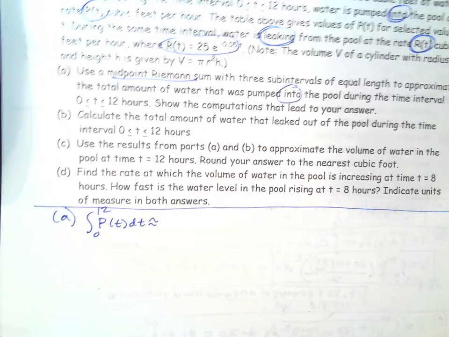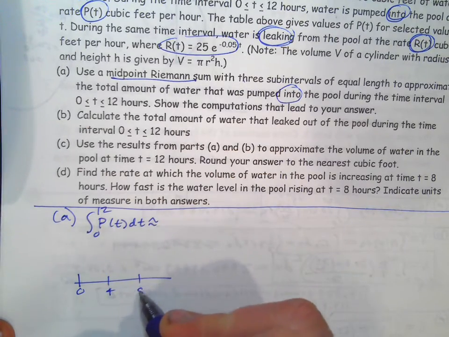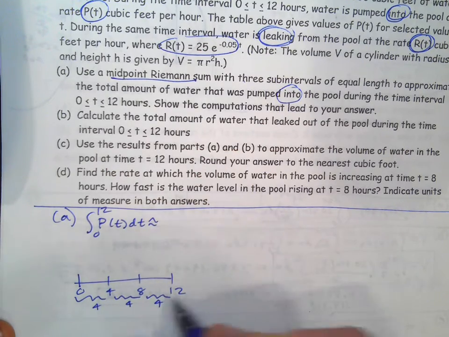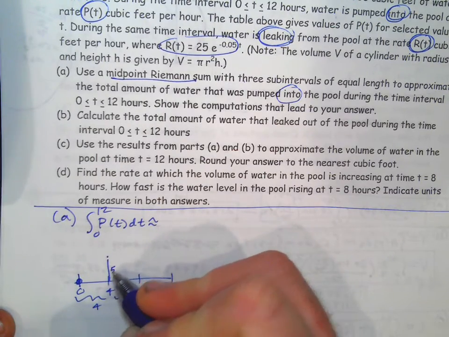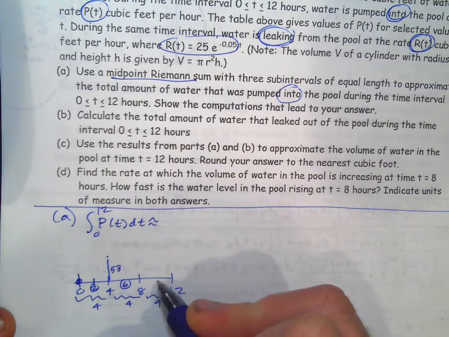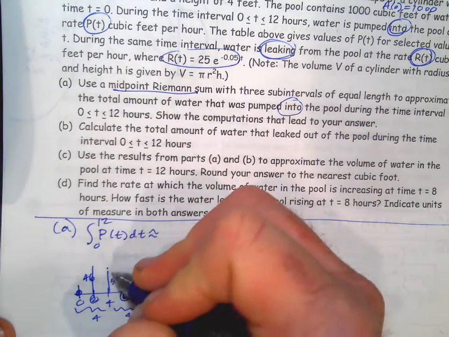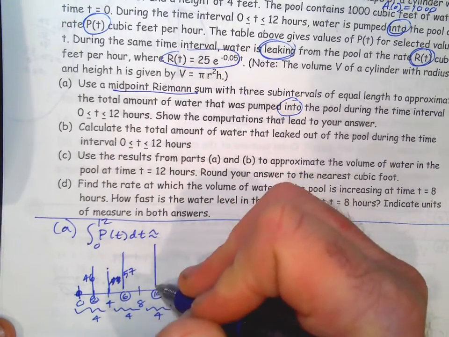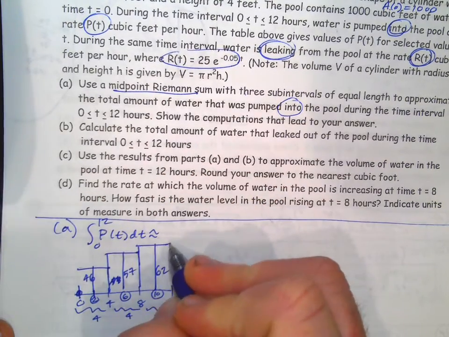So I'm going to draw a little picture to help me organize this information. 0, 4, 8, 12. Bases are 4 each. My rectangles. At 0, it's 0. At 4, it's 53. Oh, we need to find actually the values at the middle, they are going to be our heights. So at 2, it's 46. At 6, it's 57. And at 10, it's 62. So those are going to be the heights of our rectangles.